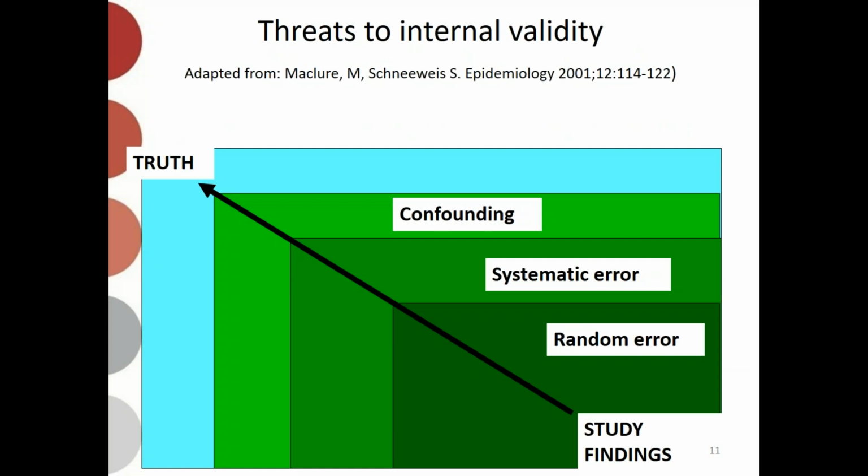There are various threats to internal validity that can distort the study findings. At the bottom right corner, we have the study findings, and the top left corner, we have the truth. Various things can distort the study findings from the truth. And this can include random error, systematic error, and confounding. This presentation is going to focus on systematic error, which is another term for bias.